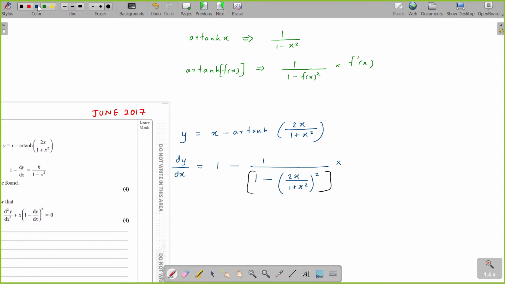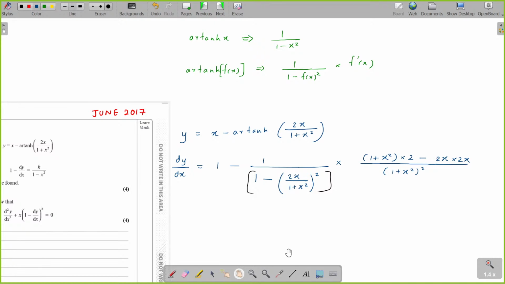So how does the differentiation work? For 2x over 1 plus x squared, you can go with the quotient rule. The denominator you will square it, and then denominator times differentiation of the numerator, 2x differentiation is 2, minus you keep 2x here, numerator times differentiation of the denominator. So 1 plus x squared differentiation is another 2x. Guys, are you okay with what's going on here?